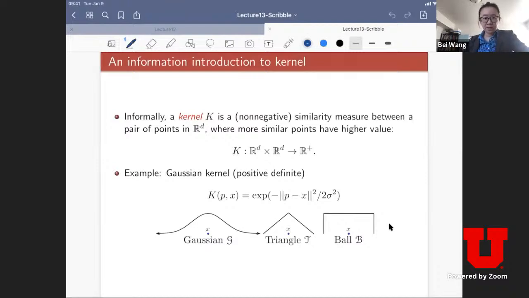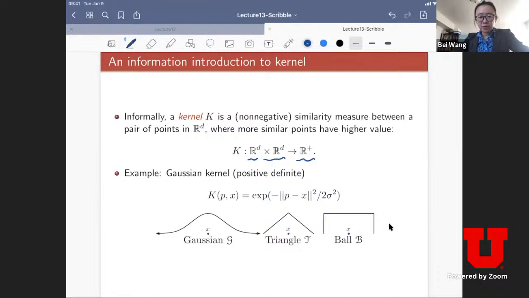So again, as I said before, our kernel is a similarity measure between a pair of points. And in this particular notation, I just want to emphasize the points are in d-dimensional space, so they can be potentially high dimensional. And it's non-negative. The more similar the points are, the higher the value is. So higher it is, more similar they are. And I'm just saying that for a pair of points in d-dimensional space, it's mapped to a non-negative real number. As I mentioned before, the Gaussian kernel is one type of really nice kernel, and it is what's called a positive definite kernel.